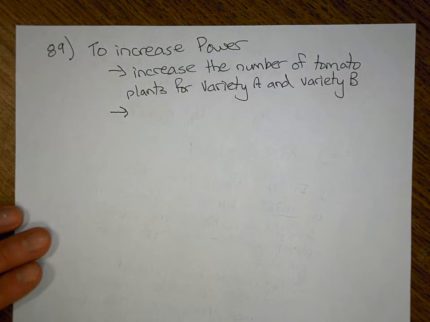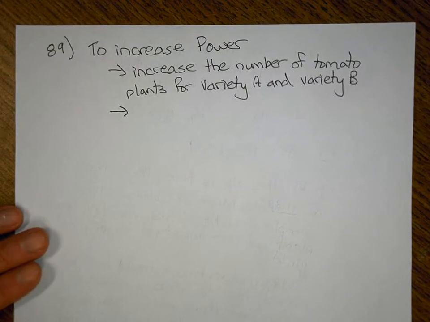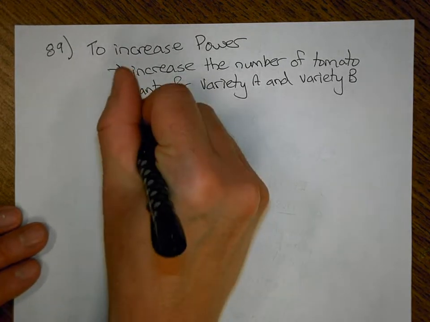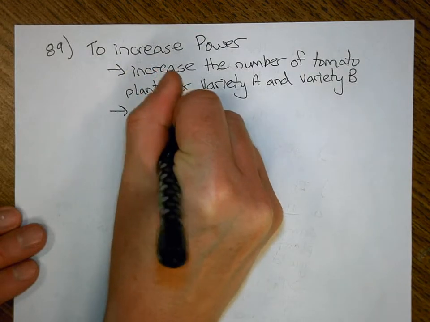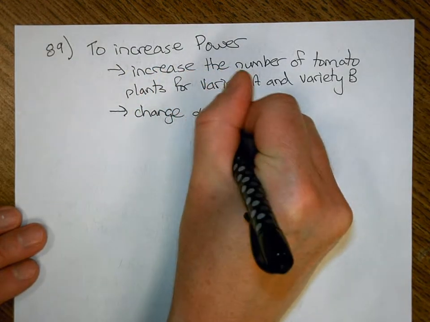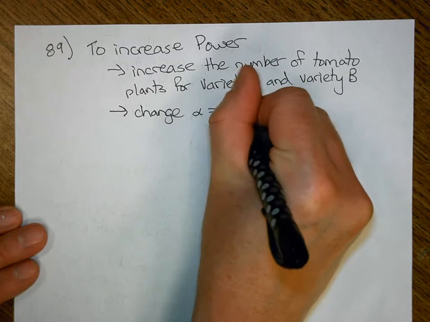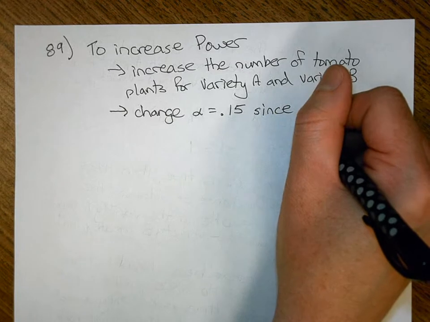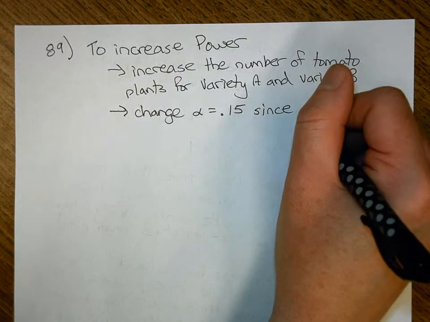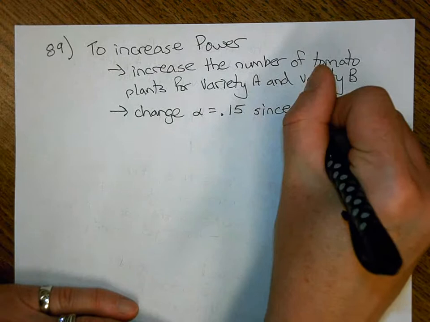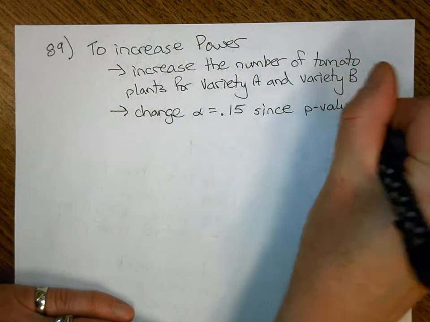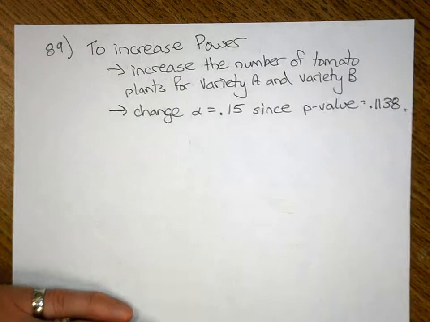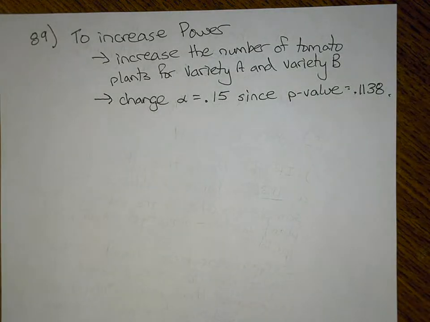And then the other thing we could do, what would make it more likely to reject your null? If we have a p-value of 0.1138, what could you do with your alpha? Oh, you can make it larger. Yeah. Change alpha to 0.15 since the p-value equaled 0.1138. It is cheating, but that's statistics.